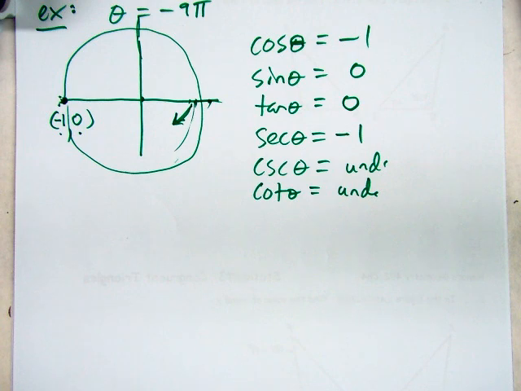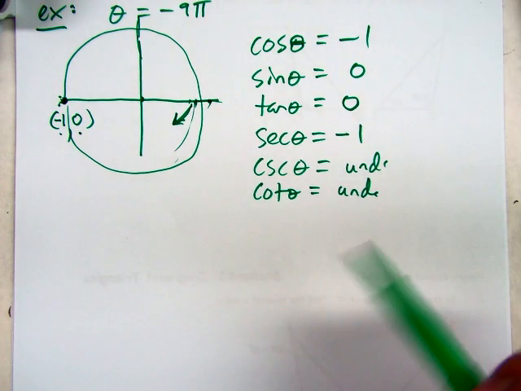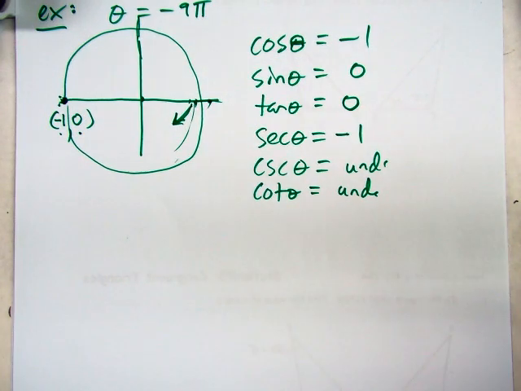Unit circles are very convenient. Otherwise you'd have to say, well, let's draw the circle, let's find the hypotenuse. We're not doing all that. We're just saying, look at the x, y coordinate, we're done.